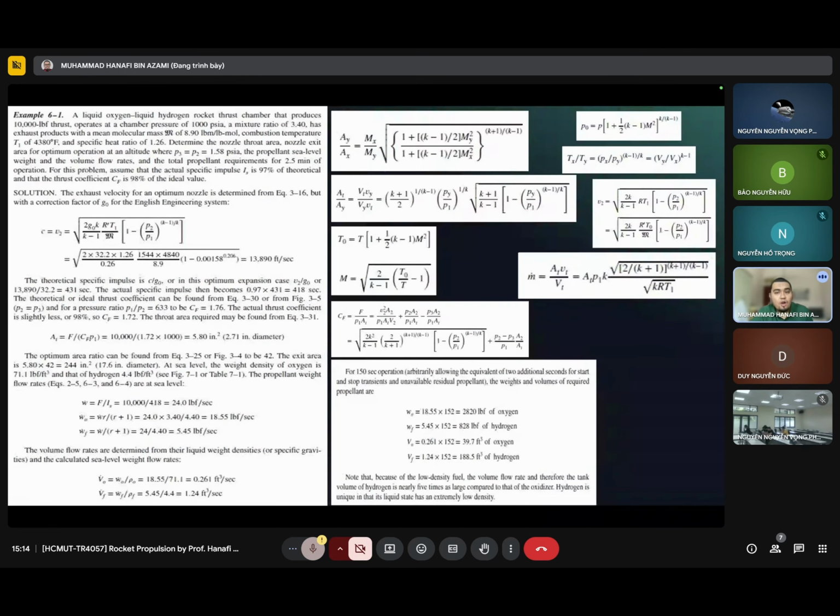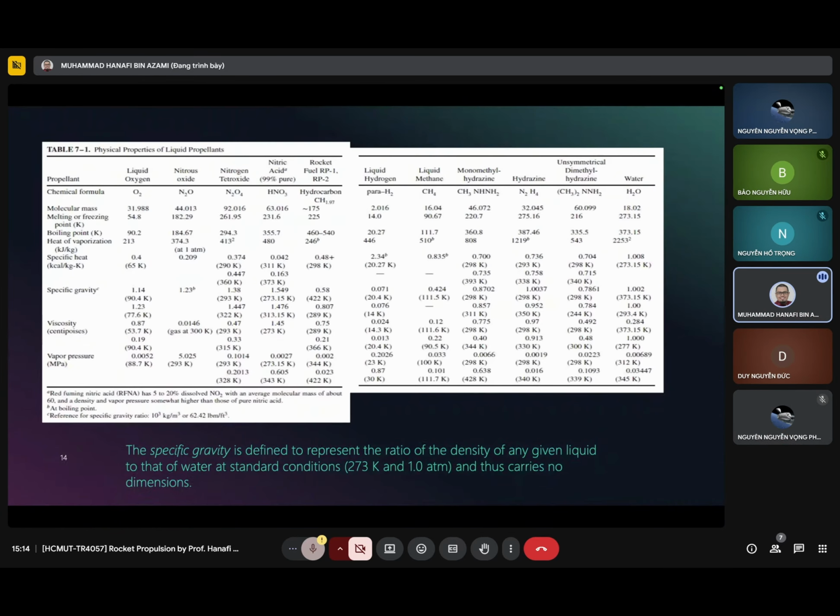Okay, so from the nozzle theory, we have now designed the weight of the propellant and the volume of the propellant, which is the size of the propellant. And these are some of the properties of the liquid propellants that we have. Like I said before, there are several desired characteristics that we want from the liquid propellants.